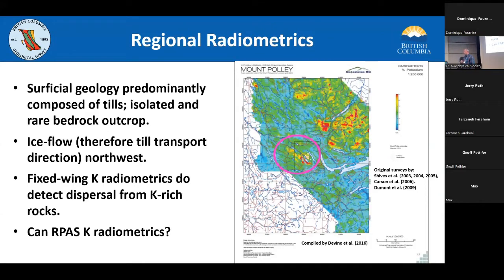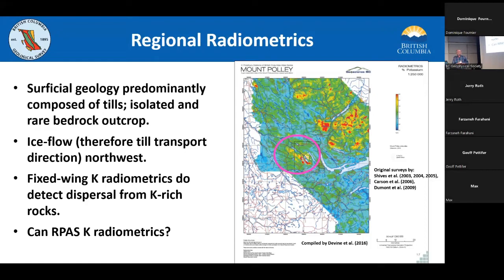This is a compilation of surveys collected by the GSC. This is actually plotted at a very similar scale to that previous locations photo I just showed you, but just a wider extent. And so you may be looking at this, I hope you are, and thinking, wow, that looks a lot like that first slide that Travis showed us on dispersal. And it really does. I should mention this is potassium.